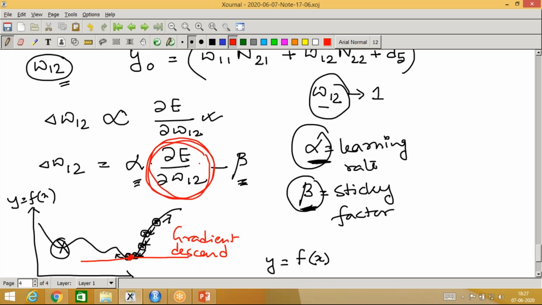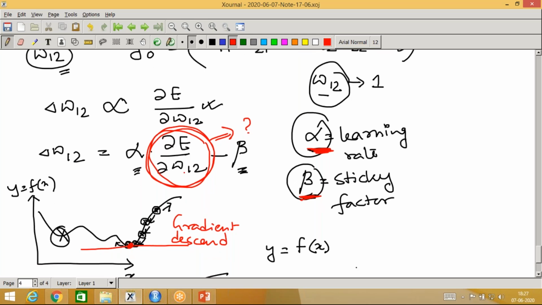Let's talk about this thing and how to find it. Because for alpha and beta values, I have told you the concept, but these are inbuilt. But this is not inbuilt. The algorithm calculates this. So how to calculate this value? Let's talk about that.